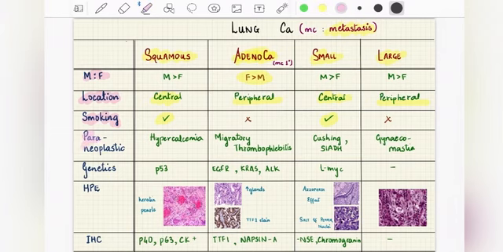Now looking at the paraneoplastic syndromes. So the paraneoplastic syndrome in squamous cell is hypercalcemia. In adenocarcinoma it is migratory thrombophlebitis. In small cell it is Cushing's disease and SIADH. And in large cell it is gynecomastia. Looking at the genetics, squamous cell is associated with p53 gene, adenocarcinoma is associated with EGFR, KRAS and ALK, small cell is associated with L-MYC, and there is no genetic association of large cell carcinoma.